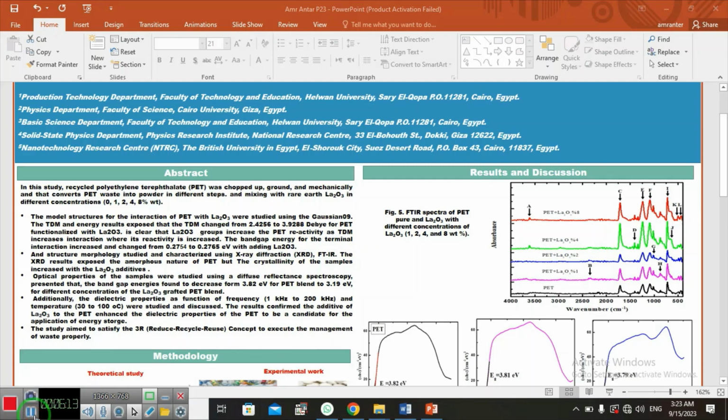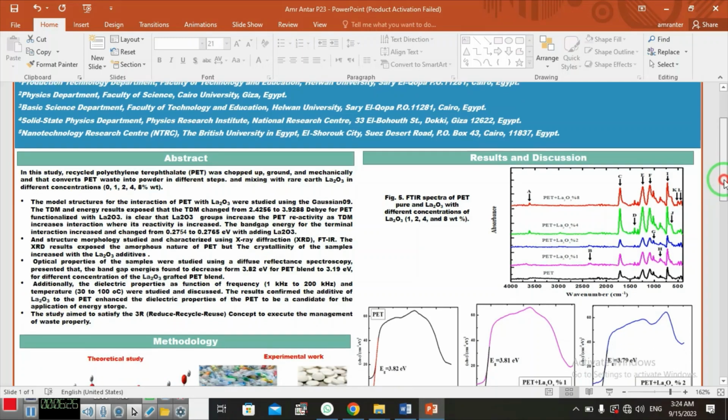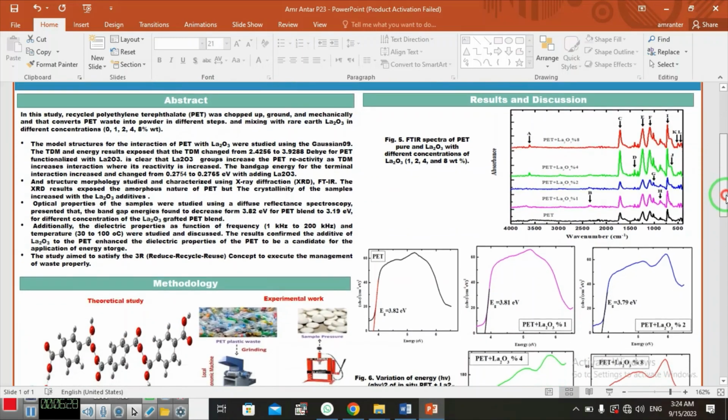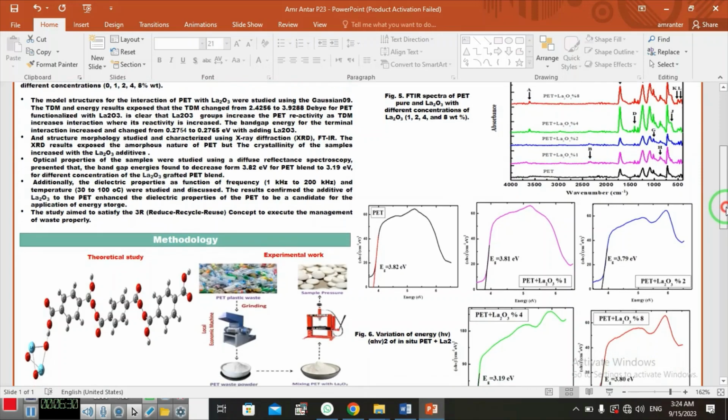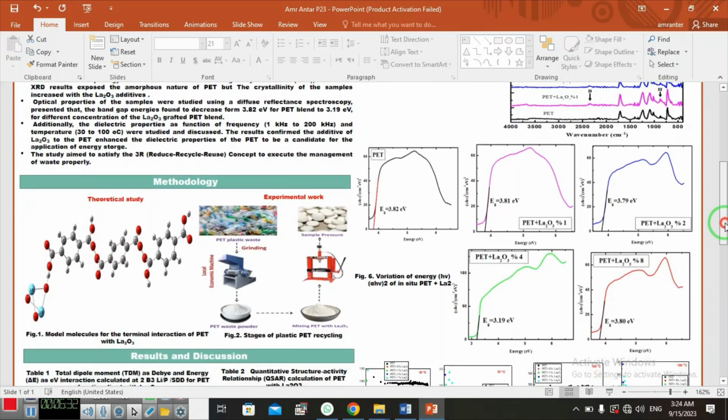However, new peaks at 621, 628, and 639 cm⁻¹ were observed, and a peak shift from 443 cm⁻¹ to 428 cm⁻¹, which indicates that PET and La2O3 have an interaction that improves their properties. The UV-Vis spectra in figure 6 present the plot of pure PET with the addition of La2O3 at 1, 2, 4, and 8 wt%.